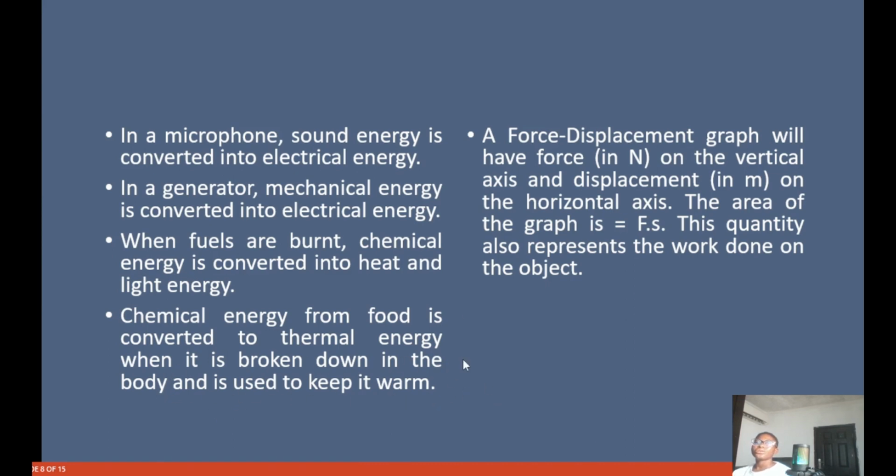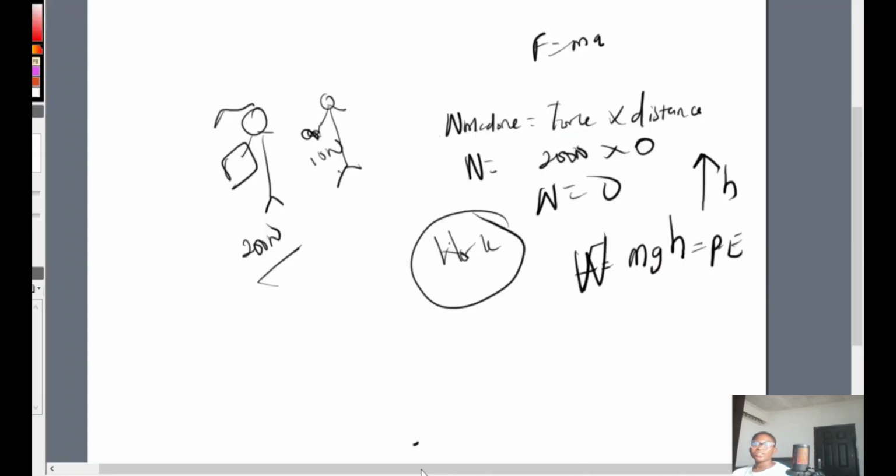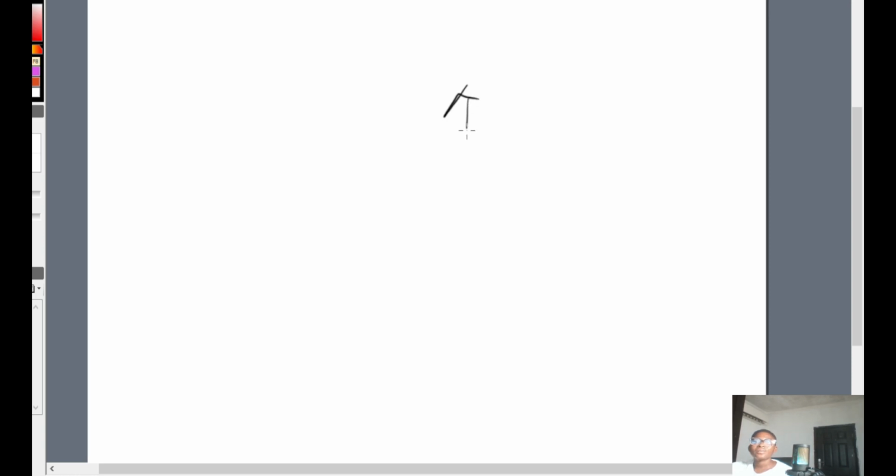So a force-displacement graph will have force in Newton on the vertical axis and displacement in meter on the horizontal axis, because force and displacement give us work. So the area under the graph is force times distance, and the quantity also represents the work done in joules. What we are just trying to say is that if we have a force-displacement graph, this axis is force and this axis is displacement in meter, this one is in Newton.